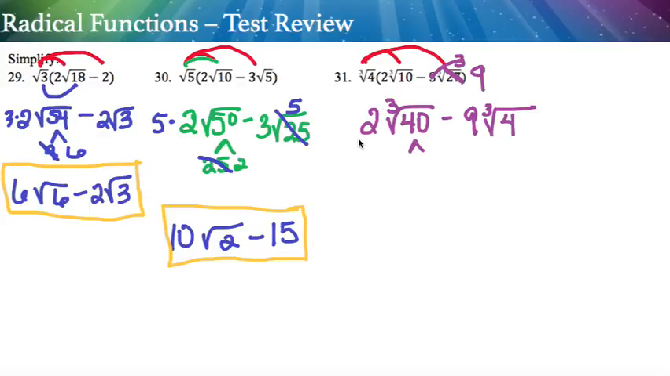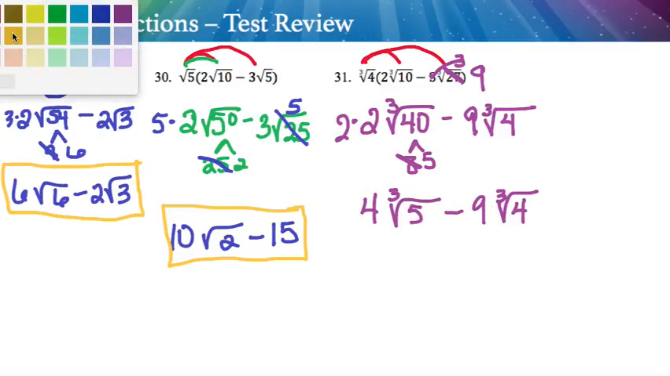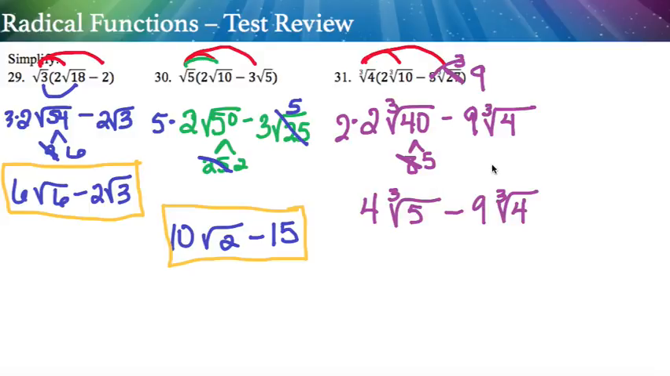40 is going to be 8 and 5 because I want a cube root. Okay, cube root of 8 is 2. I'm going to put that one out in front. So now I've got 4 cube root of 5 minus 9 cube root of 4. Can't take a cube root of 4, can't take a cube root of 5. Basically, I am done.